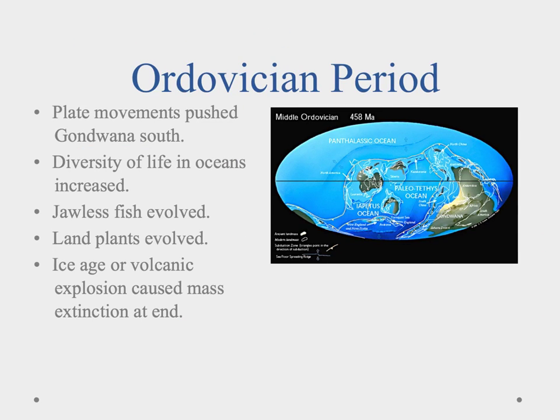Now, in the Ordovician period, we notice that we have this separation a little bit more. We can see one of these supercontinents, Gondwana, here, that was separated out, and we can see all of these other pieces moving away, and what it did is it created this ocean here, and this ocean was a warmer ocean, and that allowed this diversity to increase. We started to see jawless fishes evolve, we started to see some land plants evolving, and at the very end of this period, it's marked with one of our first mass extinctions.